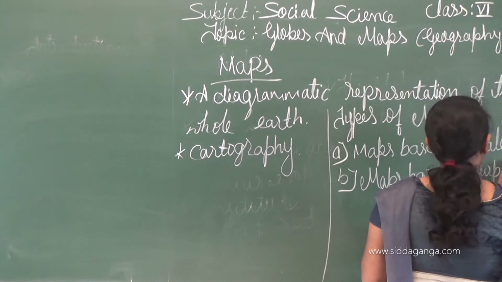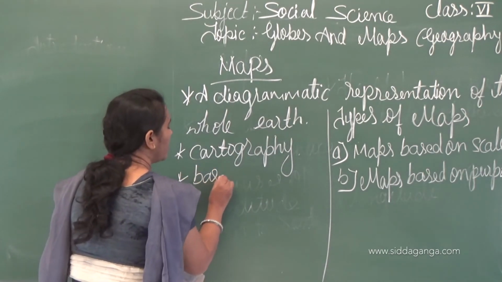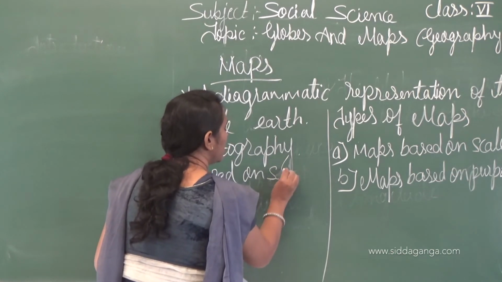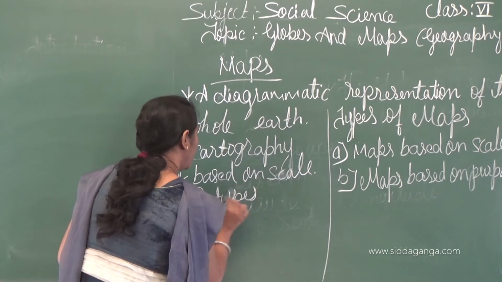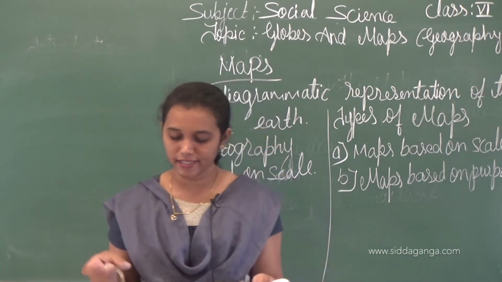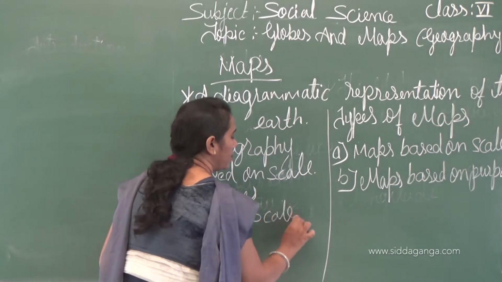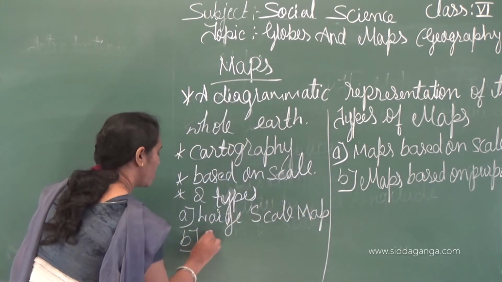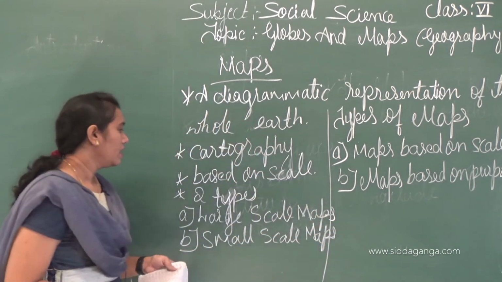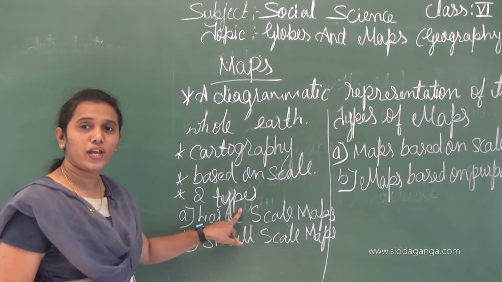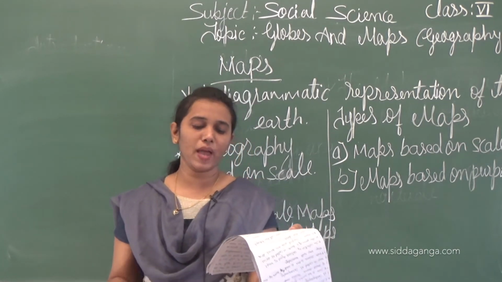There are two types of maps based on scale. Large scale maps and small scale maps. In maps based on scale, here also there are two types: first one is large scale maps and second one is small scale maps. Okay, children.